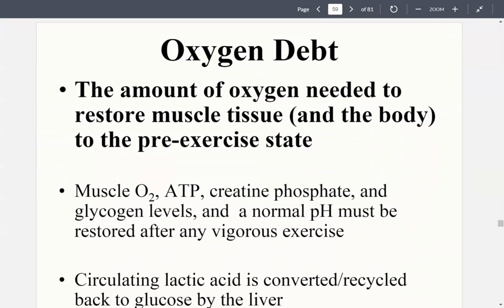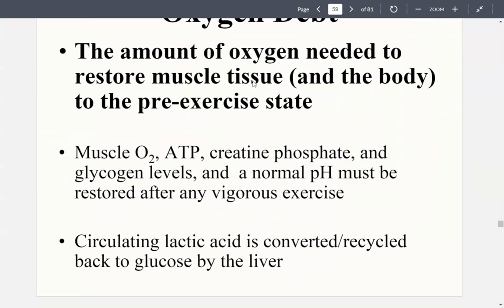And this means that the lactic acid has been converted and/or recycled back into glucose by the liver. In order for lactic acid to be converted back into glucose by the liver, it requires oxygen. Oxygen is a component of this process. This is why this does not occur during the exercise itself. So depending on how much lactic acid you have built up, this oxygen debt could go on for several days.